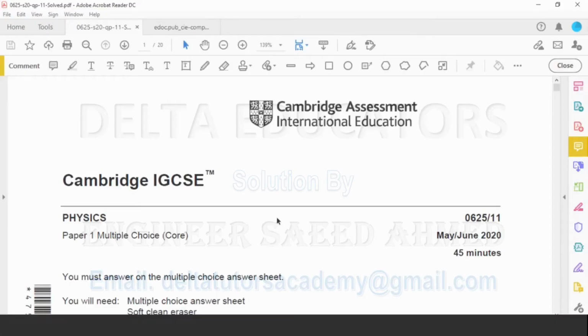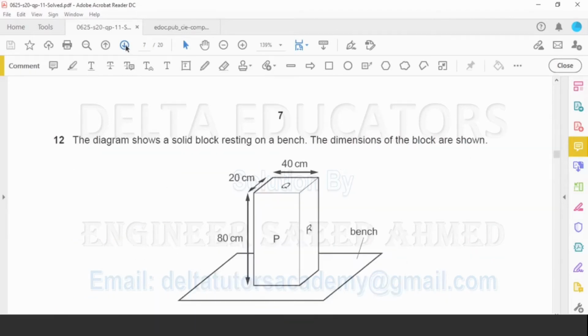It is IGCSE Physics, paper code 0625, paper 1, variant 1, May-June 2020. And today we are going to solve questions number 21 to 40. From 1 to 20 we have already solved.